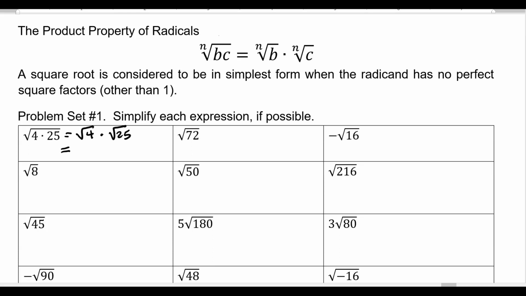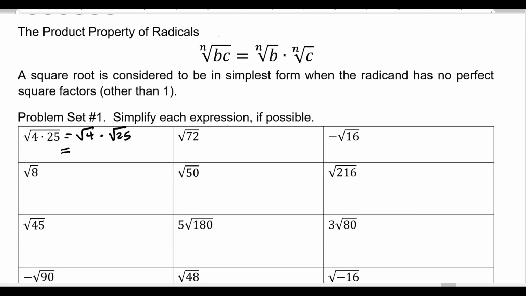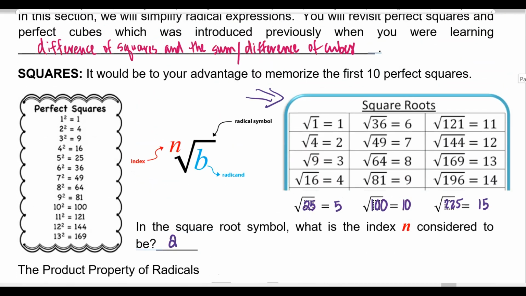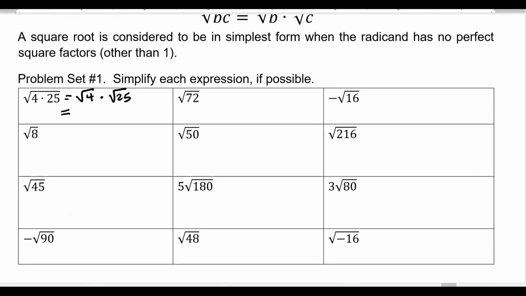individually, because the square root of 4 is a perfect square. It's on our list of perfect squares. And what is the square root of 4? It is 2. Also, the square root of 25 is 5. So 2 times 5 equals 10. So that is one way you could have done this problem. But also look at the fact that 4 times 25 is 100. So we could have written this as the square root of 100, which also equals 10. So two different directions there.